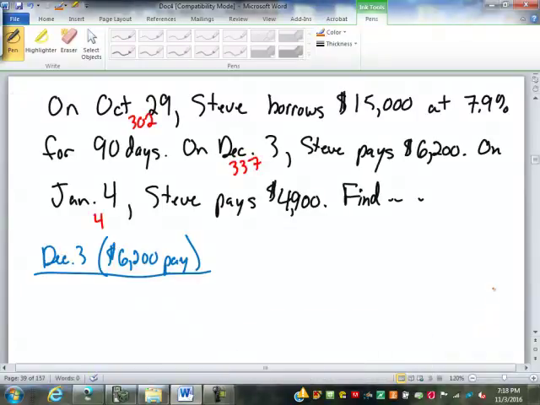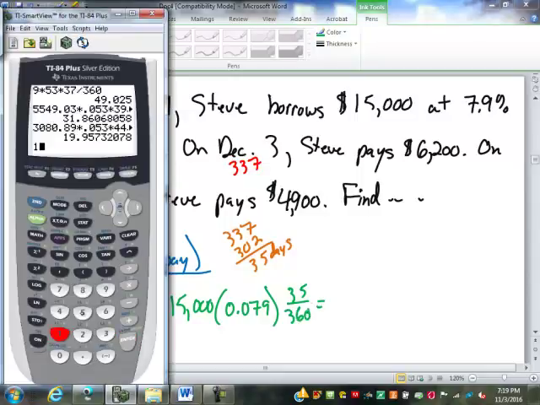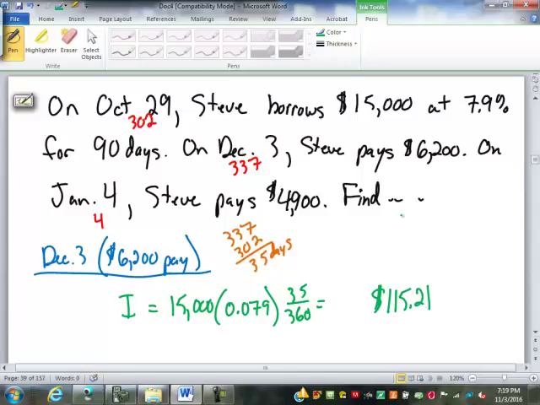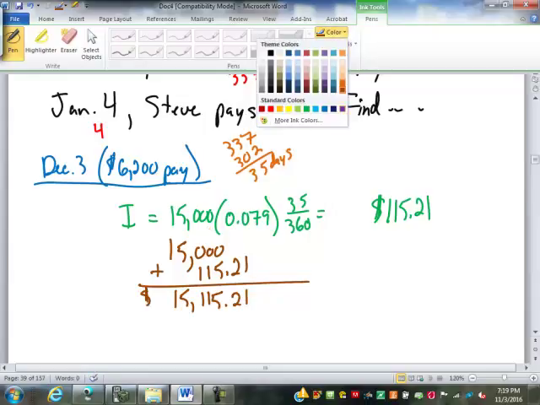So the first action here comes on December 3rd. The days, well, December 3rd is 337. The loan began on October 29th, which is 302. So that's 35 days. So we'll figure our interest on that 35 days. So 15,000 times 0.079 times 35 over 360 gives us $115.21. So we'll add that back on. So $15,115.21 is our balance before the payment.